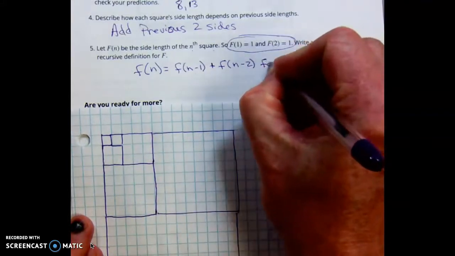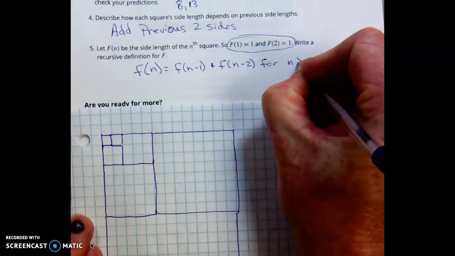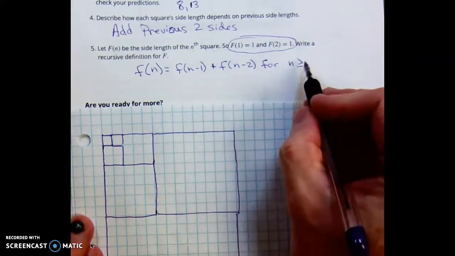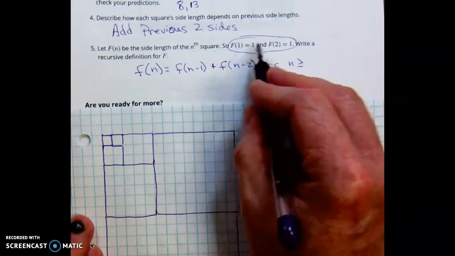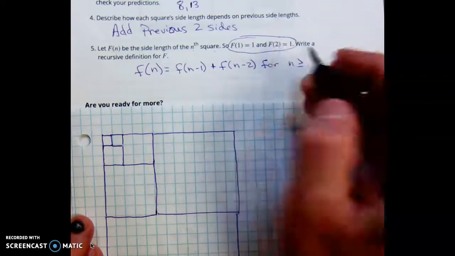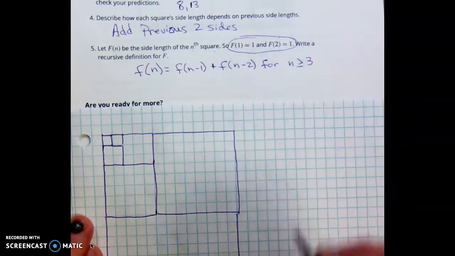For n greater than or equal to. Now in this case, I've got to define it as, I already defined step 1 and 2. So greater than or equal to step 3.